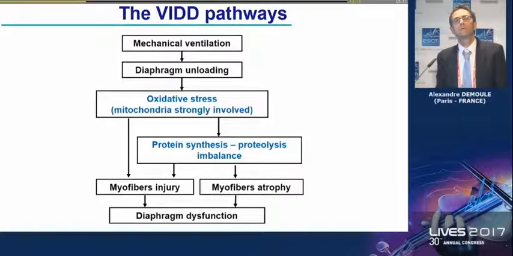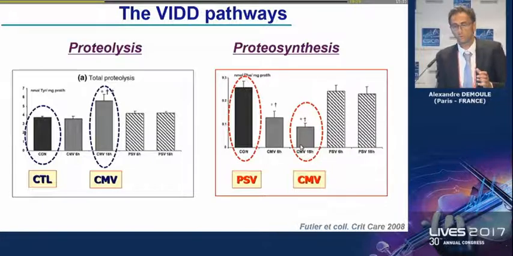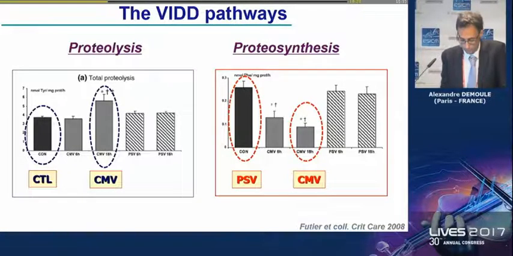So what are the mechanisms involved there? There are two mechanisms that link diaphragm unloading and myofiber atrophy and injury: oxidative stress and a protein synthesis and proteolysis imbalance. Very nicely shown here, the authors studied proteolysis in control animals, spontaneously breathing, and in animals submitted to controlled mechanical ventilation. They showed that with controlled mechanical ventilation, there's a huge increase in proteolysis and, concomitantly, a dramatic reduction of protein synthesis. So this rest of the diaphragm just destroys the fibers, and there's no building of new fibers.